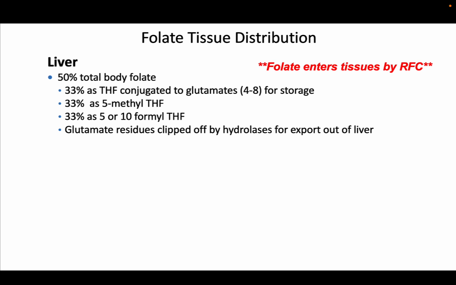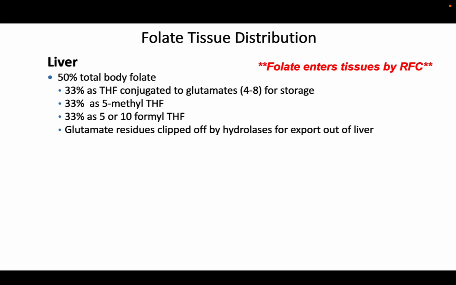So for folate tissue distribution, folate will enter tissues through the reduced folate carrier. So this was that protein in the intestine that I said didn't play as much of a role in that tissue, but if we're talking liver, muscle, heart, brain, anywhere else in the body, reduced folate carrier is the major tissue transport protein. So the liver will hold up to about 50% of our body's folate, and the forms in which it's collecting folate in is split into thirds, roughly.